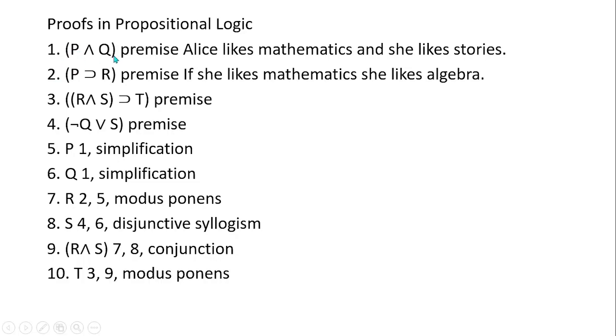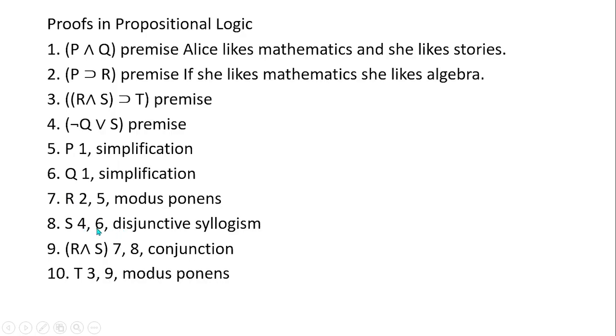So P and Q, we can write P separately and Q separately. From the first one, if we are having P and Q, then we can write P and Q. Then next, from the second and fifth one. What are we having in the fifth one? P is true. If P is true, then we are having R is true by using modus ponens. So R is true by using the second and fifth. From the second and fifth, we got R.